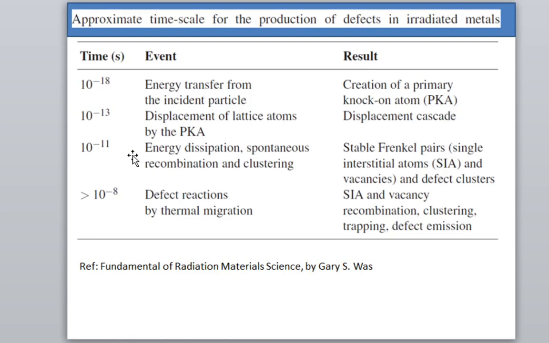So what I am explaining is, at 10⁻¹¹ second, energy dissipation, spontaneous recombination and clustering occur, and stable Frenkel pairs, single interstitial atoms, vacancies and defect clusters are created. In less than 10⁻⁸ second, defect reactions by thermal migration, that is recombination, clustering, trapping, defect emission, all take place after that time scale. I have taken this reference from Fundamentals of Radiation Materials Science by Gary S. Was; you can find it in this book.